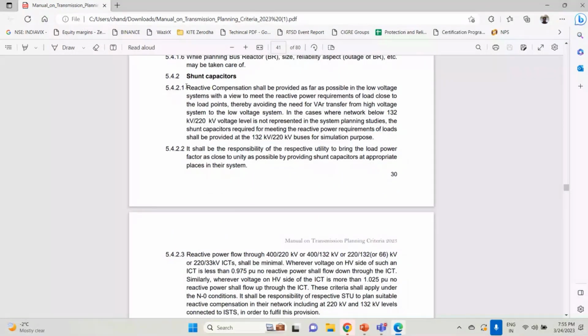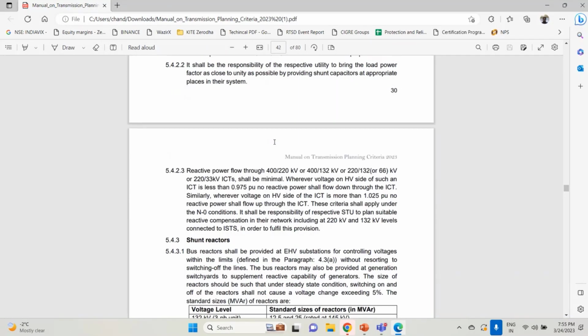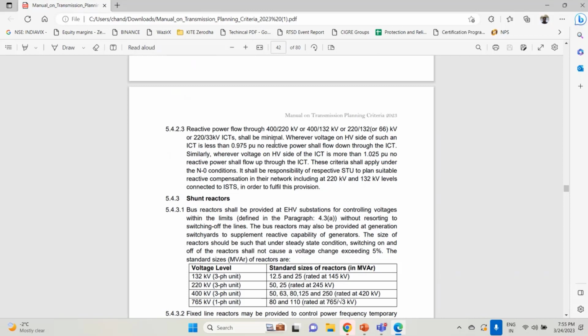Then different reactive compensation shall be provided as far as possible in the low voltage system with a view to meet the reactive power requirement. It is the same philosophy we have already discussed: you need to provide controlled reactive power wherever the requirement is there. If you need to control voltage at 220 kV, then you don't need to put a reactor at 400 kV. Plan at 220 kV first.